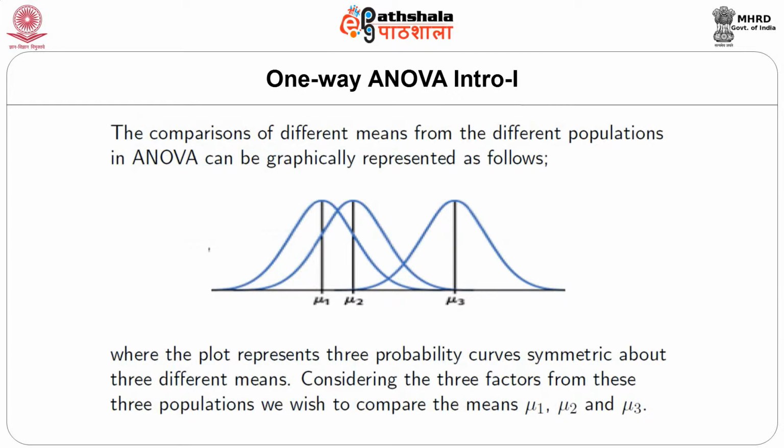The comparisons of different means from the different populations in ANOVA can be graphically represented as follows. There are a number of curves, each looks like a bell-shaped curve. They are centered at different points mu1, mu2, mu3, but their scatter are all equal, where the plot represents 3 probability curves symmetric about 3 different means. Considering the 3 factors from these 3 populations, we wish to compare the means mu1, mu2 and mu3.